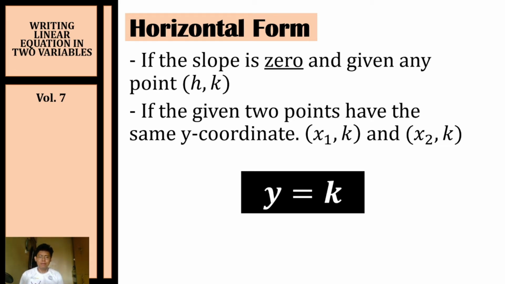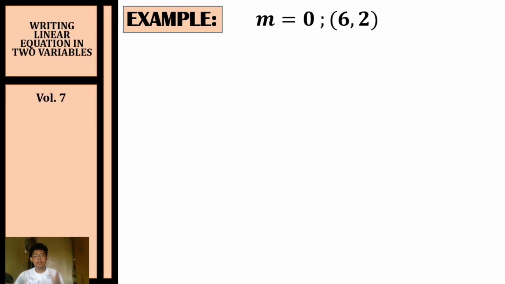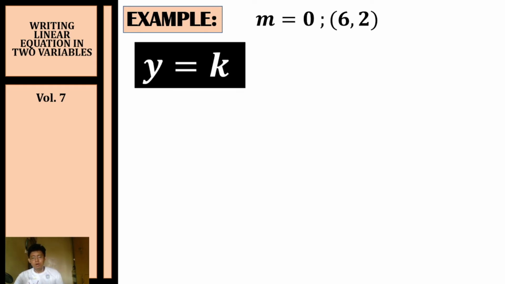Now, let's have some examples of horizontal form. For example, we're looking for the equation of the line that has 0 slope and it will pass through the coordinate (6, 2). In this case, we can use the point-slope form, but since we have a 0 slope, we can use the horizontal form. The horizontal form has the formula y is equal to k. In this case, we're just going to copy the y-coordinate of the given point. So the y-coordinate of our point is 2. So our equation of the line will be y is equal to 2.